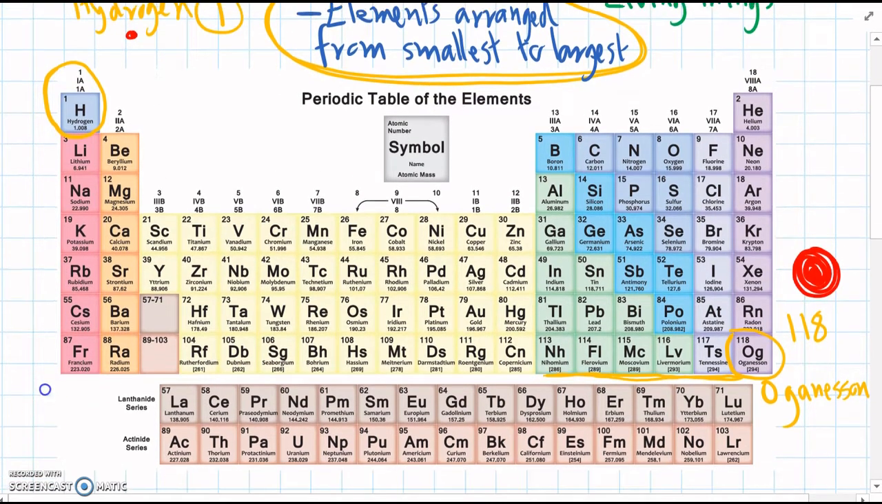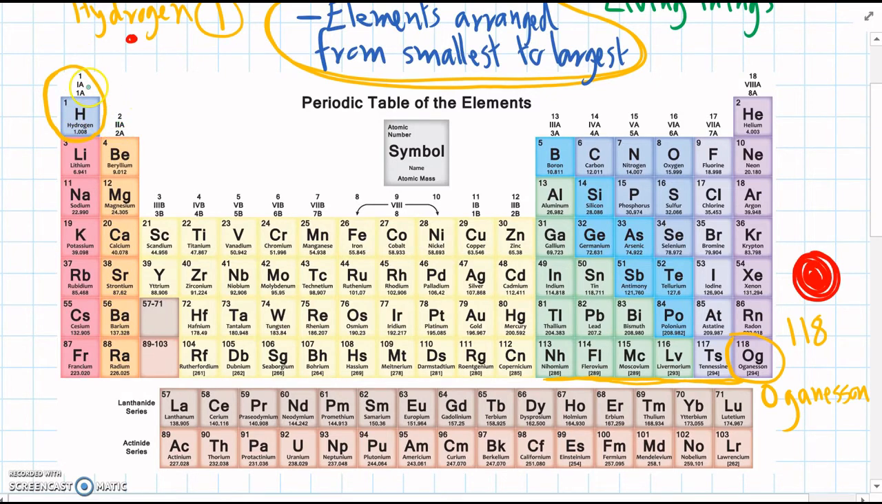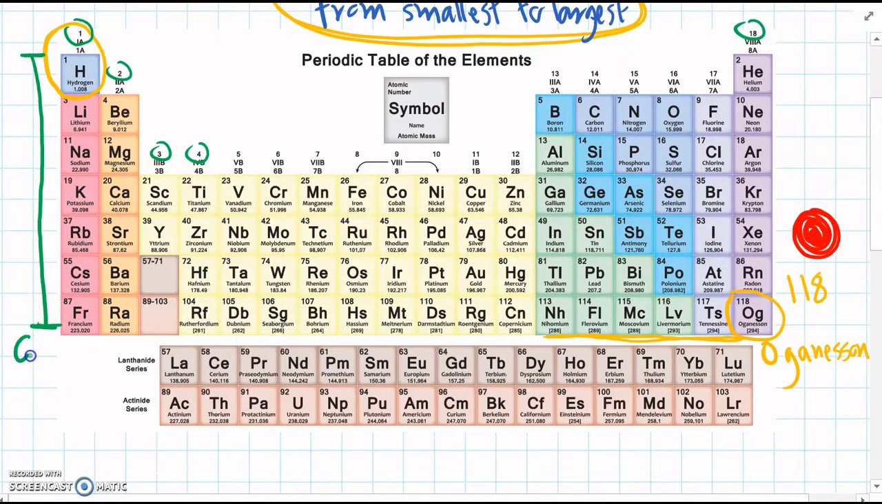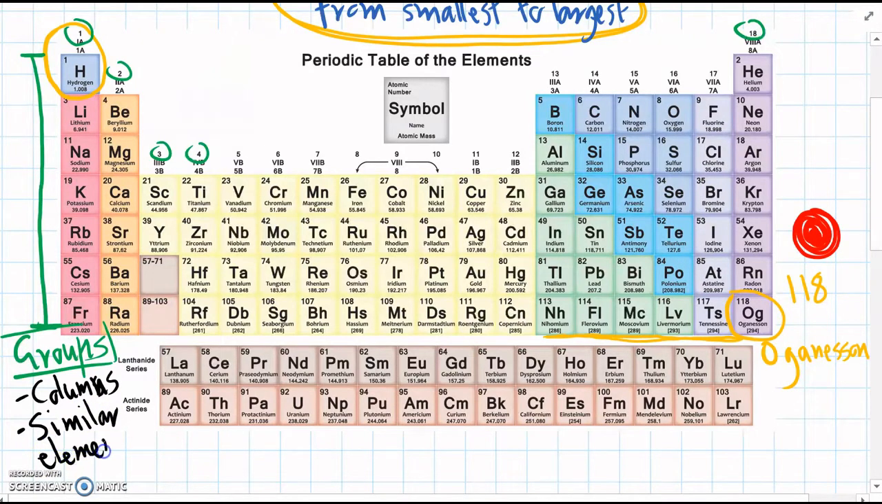The next thing you might notice is that at the top of each of the columns, we've got numbers. 1, 2, 3, 4, all the way up to 18. And these numbers are given to each column because each column contains similar elements. And these are called groups. So the groups are columns and we have similar elements in each group. They're kind of like the families of the elements. The first group, group 1 here, hydrogen, lithium, sodium, potassium, and the others, these are all really similar elements.